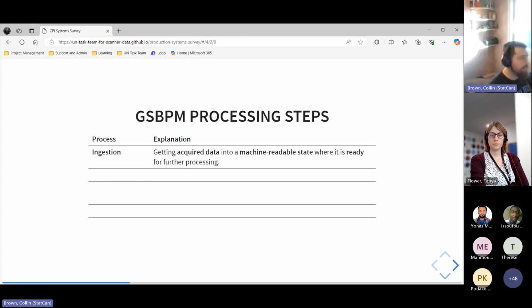That could be like entering survey data into some kind of machine readable format. Really anything that involves getting data you've acquired into a state where you can then do further processing on it. The processing itself is, once you've ingested the data, the idea is that you're preparing it in whatever way necessary to do your elementary index calculation.